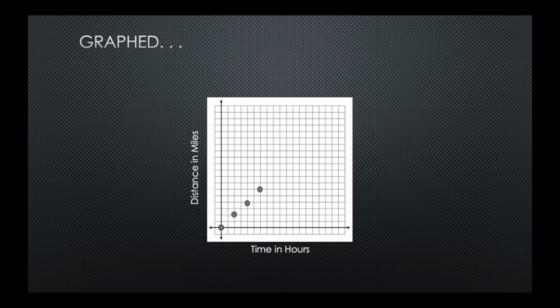So here we have 0 hours. This is half an hour. This is 1 hour, 1.5, 2, 2.5, 3. And then each of these ticks on the y-axis is going to represent 37.5 miles.